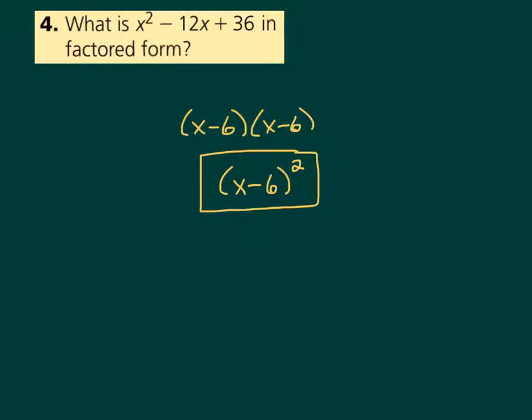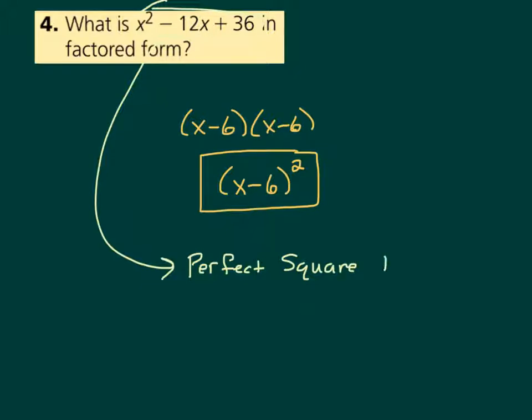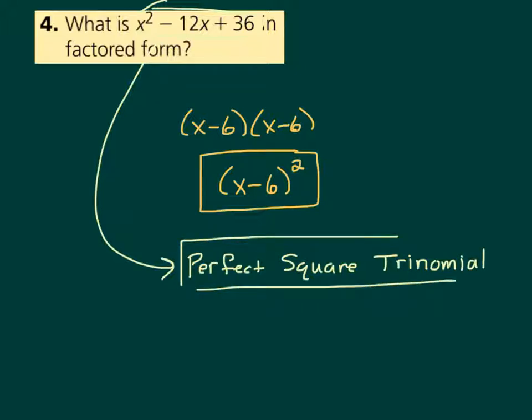Since we can rewrite this as x minus 6 squared, we refer to this trinomial, because there are 3 terms, as a perfect square trinomial. And again, the reason for that is that when we factor it, we can write it as a binomial squared. That is why we call it a perfect square trinomial.